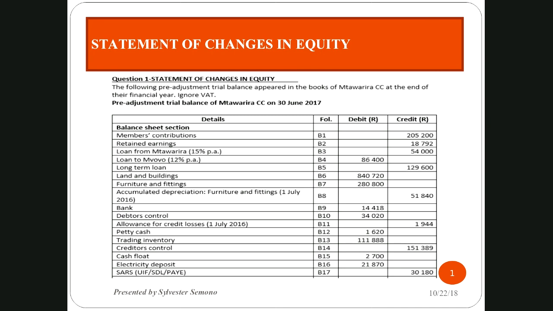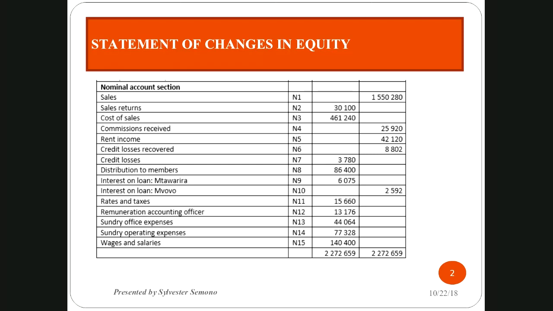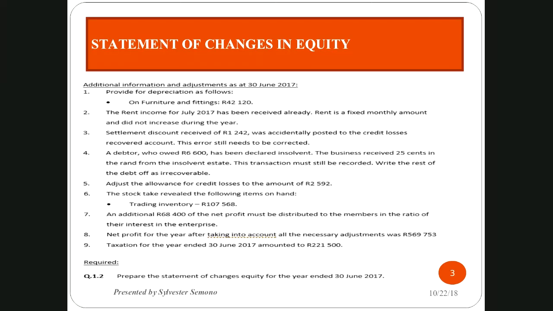Okay, now let me go back to slide number 3. I think you're not surprised. So this exercise, I did manipulate it a bit. I gave you a lot of information because I want to test you and check if you are able to extract only the necessary information in order for us to compile the statement of changes in equity. I think you are familiar with this additional information. Remember, additional information is also referred to as what? As adjustments. So you can see that there are adjustments from 1 to 9.